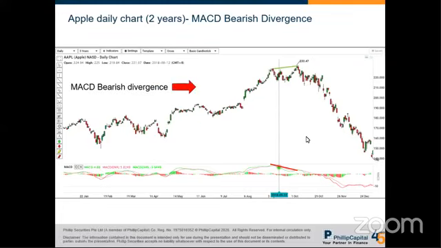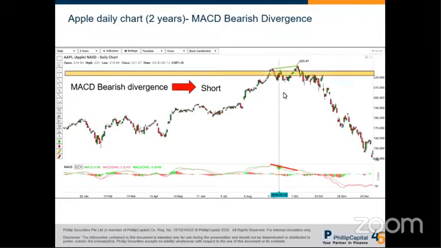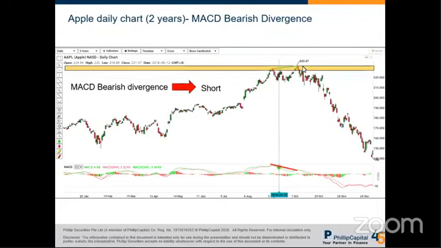So what will you do when you see this kind of divergence? Because this is for stock, if you want to go long, you can go long, but to short, you can't do a naked short sell on some of these foreign markets. What you can do is make use of CFD. So initiate a short. Then one thing is that when you want to initiate a position, same thing, always have a stop loss. Put a stop loss.